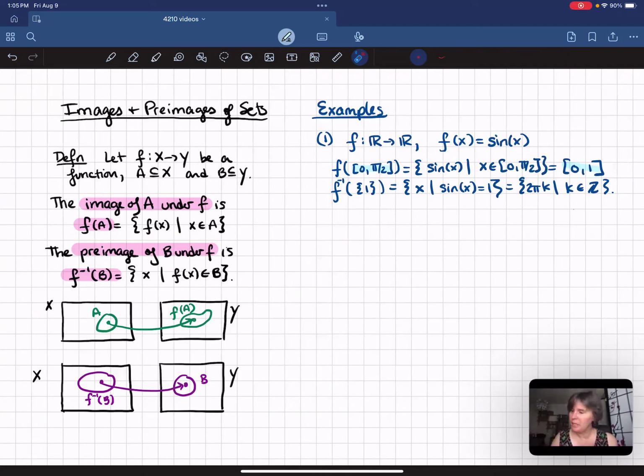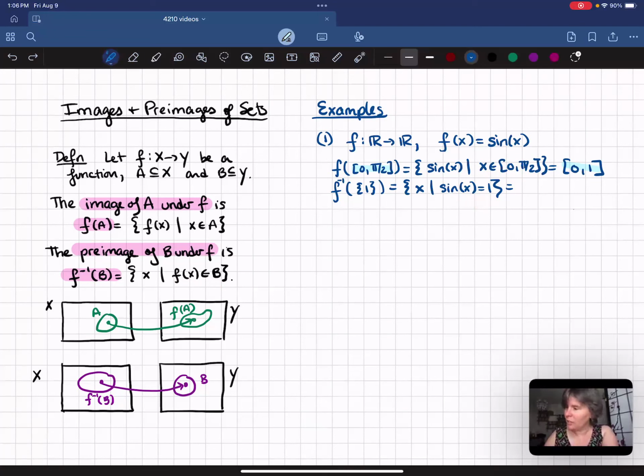Okay, next, and I just noticed that I have a mistake here, so I'm going to erase this and back it up. Okay, and we'll fix that. f inverse of 1, using the definition of pre-image, that's the set of all x such that f of x is an element of the singleton 1. Well, being an element of the singleton 1 means that sine of x has to equal 1. That's the only way to be an element of singleton 1, is to equal 1.